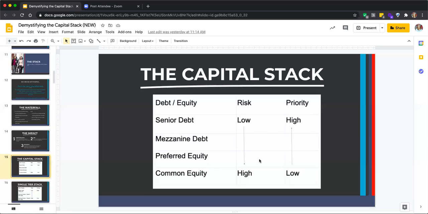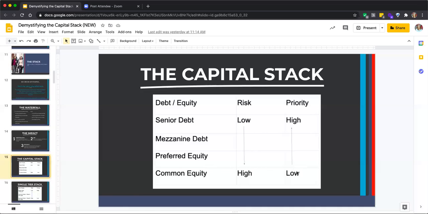Again, they are taking a little bit higher risk than the mezzanine debt, but a lower risk than the common equity position, which is generally the general partnership. And they take a higher priority of getting paid over the common equity position. Okay, so this is the basic stack.